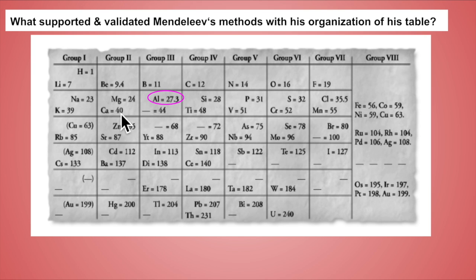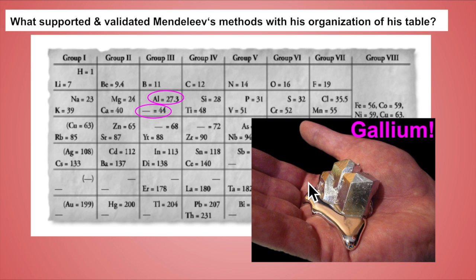But he was like, well, I think there's something between these two elements, and it's going to have very similar properties to aluminum. Well, just 3 years later, they actually found a new metal called gallium. Okay, and gallium's that really funky, weird stuff.